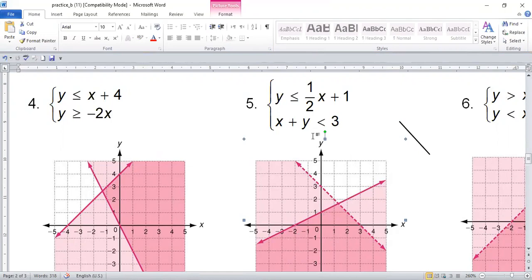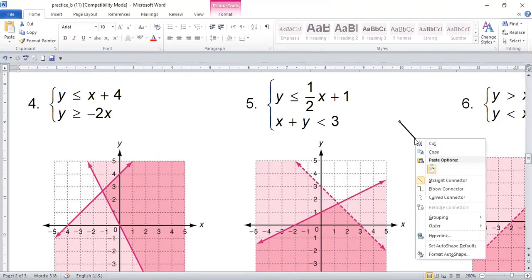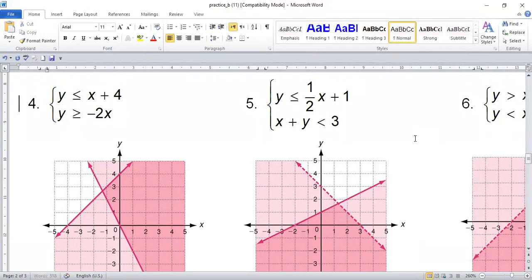Now what about x plus y is less than 3? Of course, it's not in the y-intercept form, so you need to change it to y-intercept form. If you change it, you're going to get y is less than negative x plus 3, right? Y is going to be less than negative x plus 3. Now this is the y-intercept form of this.